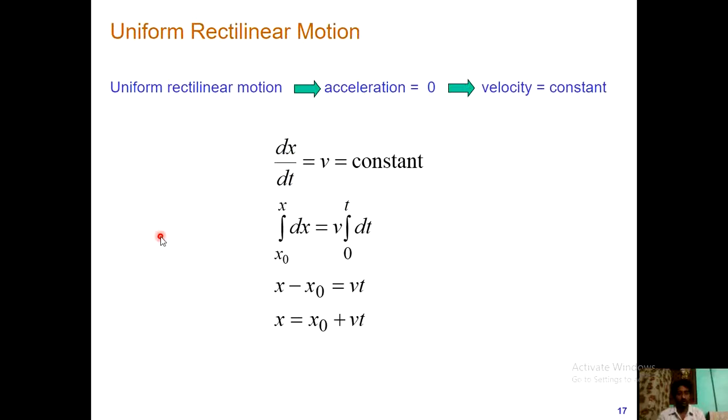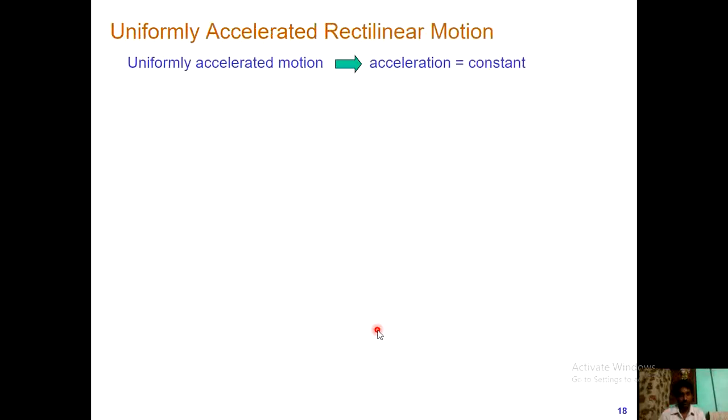Now, uniform rectilinear motion: if my velocity is constant, then we will be getting x equals x naught plus vt. How can I get it? dx by dt equals v equals constant. So I can integrate from x naught to x as the limit of length and the limit of time, and I can get x equals x naught plus vt. Same for the uniform rectilinear motion.